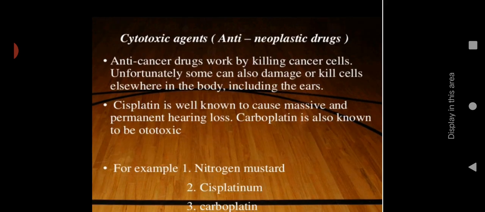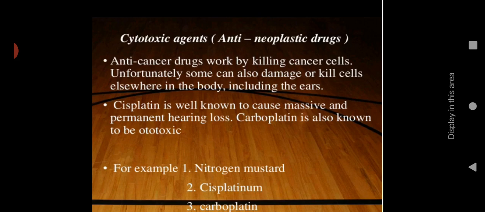Next one is cytotoxic agents, that is anti-neoplastic drugs, which we use for cancer treatment. Anti-cancer drugs work by killing cancer cells. Unfortunately, some can also damage or kill cells elsewhere in the body, including the ears. As we already know about the treatment of cancer, the chemotherapeutic drugs which we use are called anti-cancer drugs. This drug kills the cancer cells along with normal healthy cells. So both normal healthy cells and cancer cells will be destroyed, and it can affect anywhere in the body. So sometimes it will include the ear.